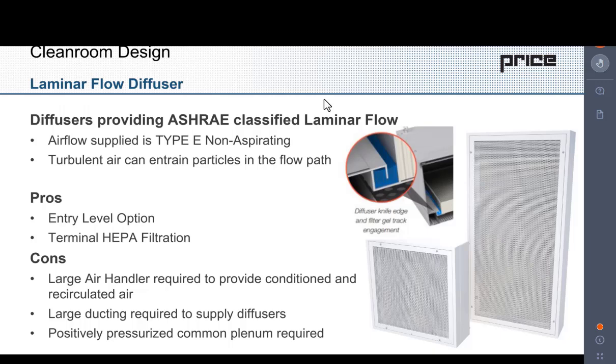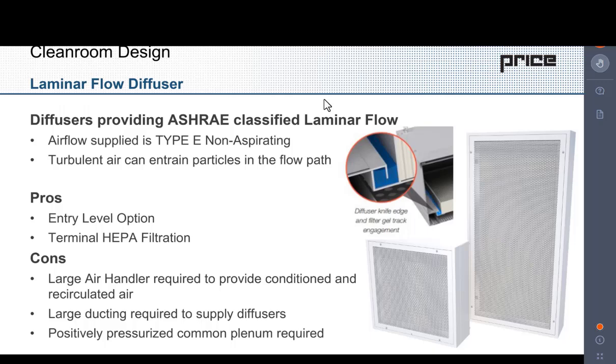The final thing to consider when thinking about HEPA filtration is how do we utilize the filtration in the space? Obviously, if we place these filters around the room, they wouldn't be doing anything. We have to force air through them. And that's where our terminal equipment comes into play. Now, the most entry-level option that you'd look at for housing some sort of HEPA or ULPA filter in a clean room would be a laminar flow diffuser.